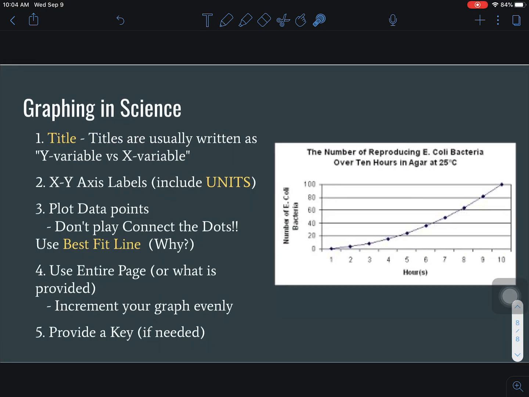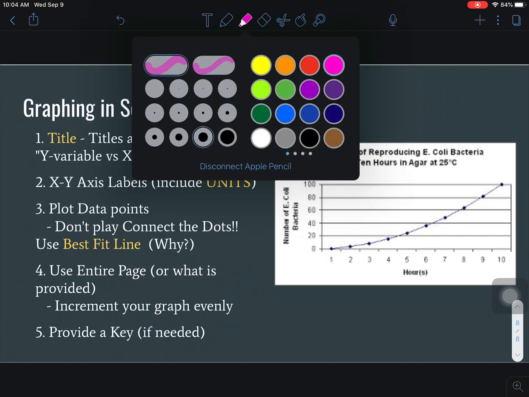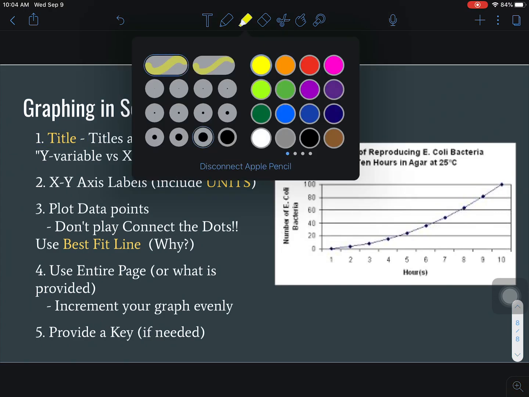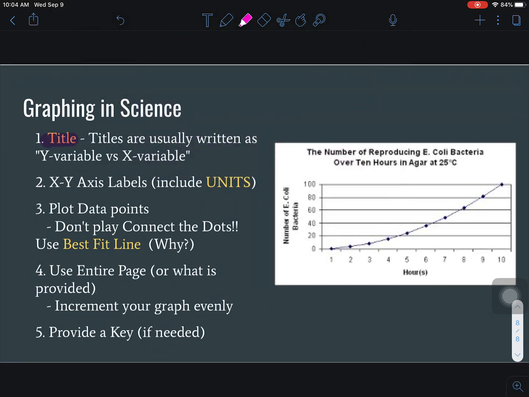So when we graph things, important things that we need to make sure we include in graphs is we need to have a title. I apologize, that color did not show up very well. Let's try the pink. We need to have a title, and it is usually written as y variable versus your x variable. So what's on your y versus what's on your x. So this would be like number of E. coli bacteria versus hours of incubation. We need to make sure we have labels that include units.